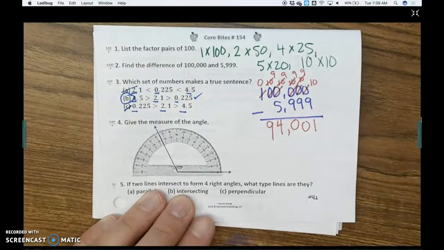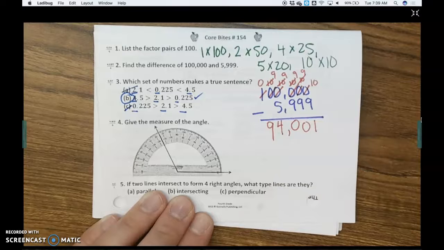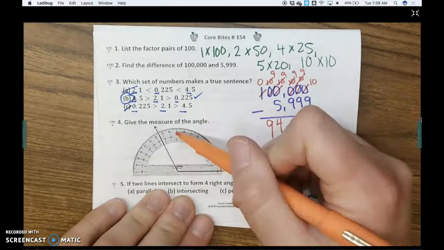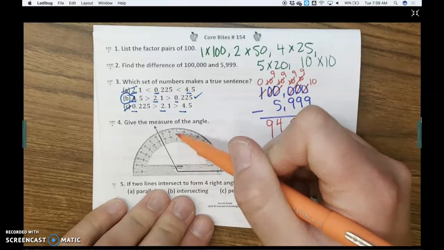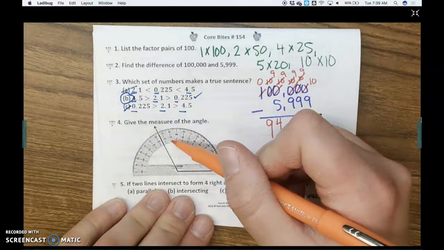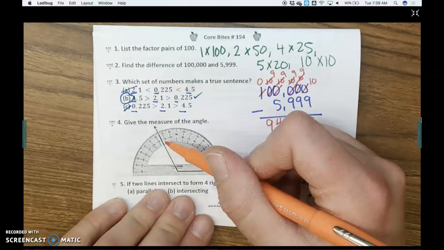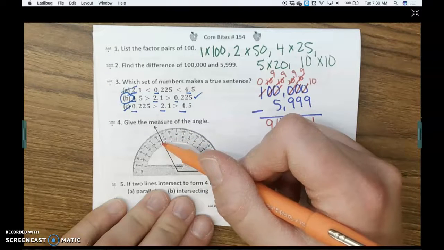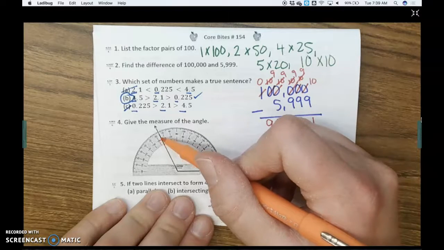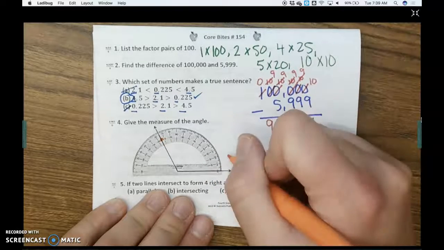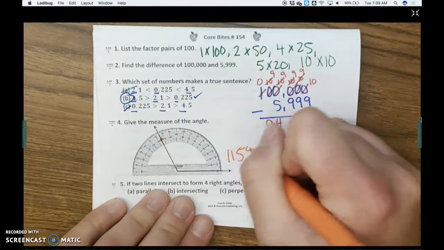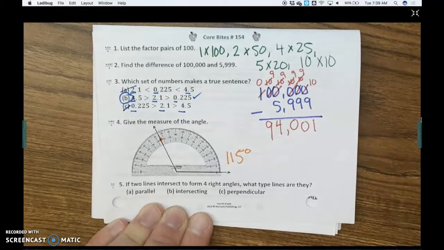The next one, you have an actual protractor today. It says, give the measure of the angle. As you can see, it does go past 90 degrees, which would be a right angle. So you're counting up, so 90, 100, 110, 120, and between 110 and 120 would be right there. So that would be 115 degrees.